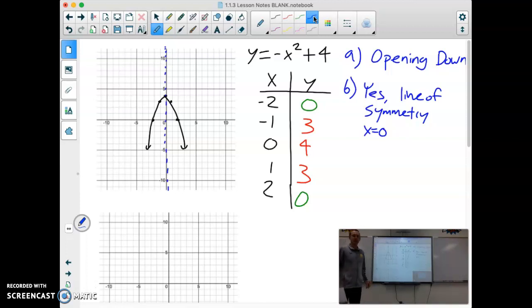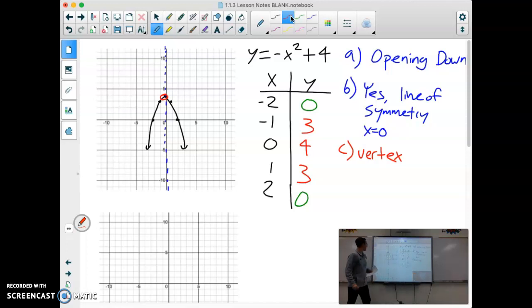Are there any special points on our parabola? Anything that kind of sticks out? So for me, this point right there kind of sticks out. For the graph, it doesn't get any higher or lower, depending on if it's opening up or not. Nothing goes beyond it. So in the future, we are going to call that our vertex, right there.